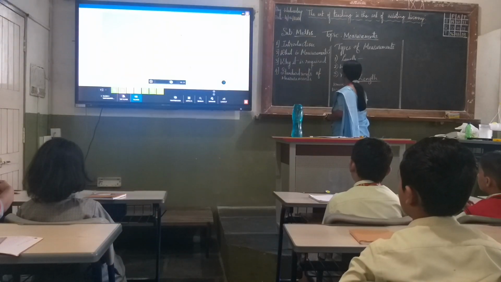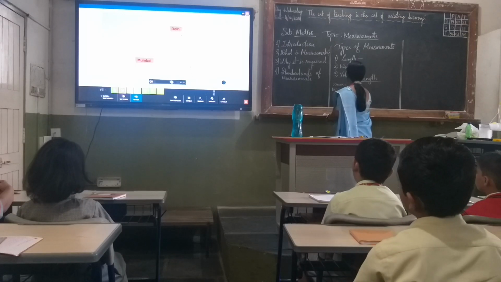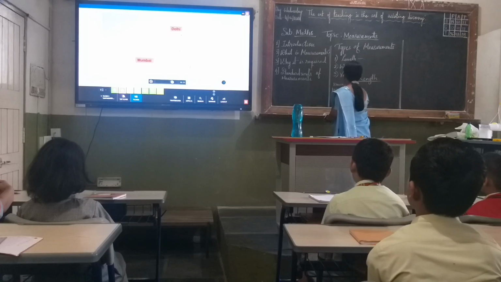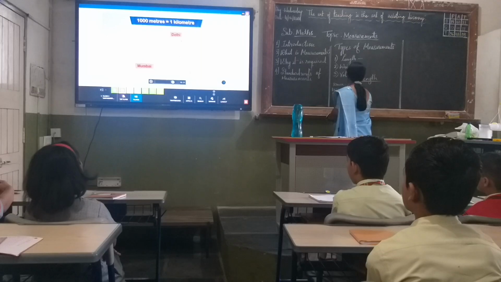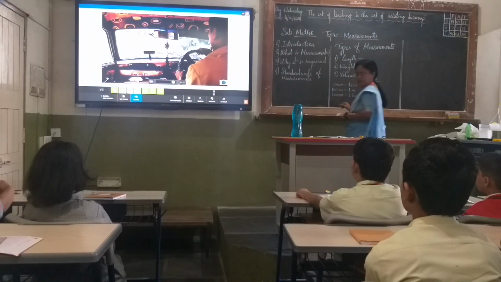How do we measure the distance between two places? Distance is also a type of length, but measuring distance in meters is cumbersome. So we use a bigger unit of length called kilometers to measure distance. 1000 meters make 1 kilometer. Knowing distance helps you know which place is near or far.